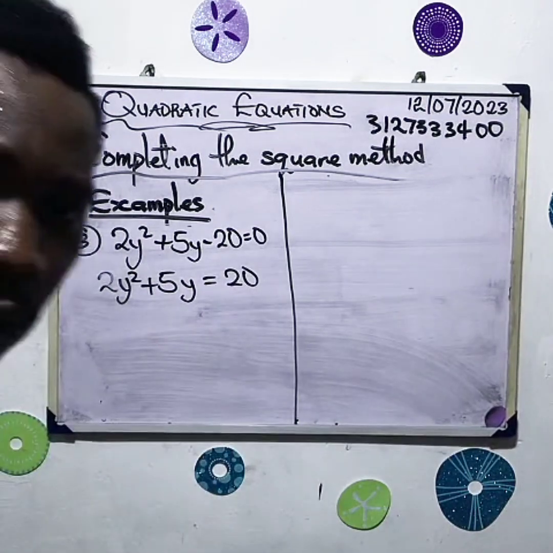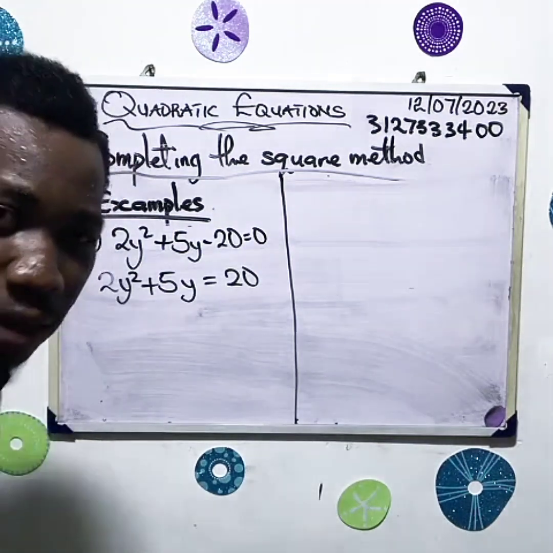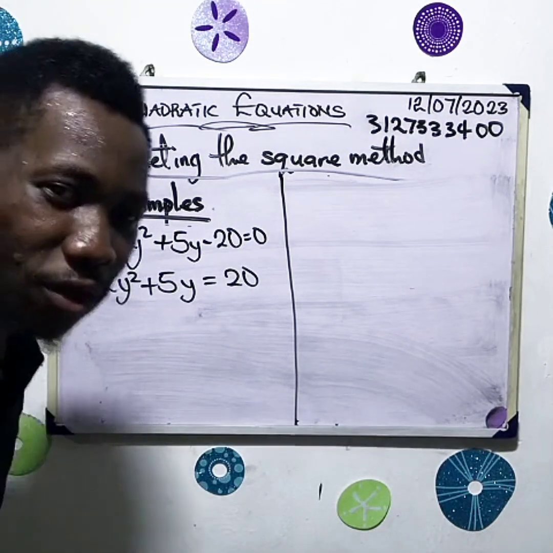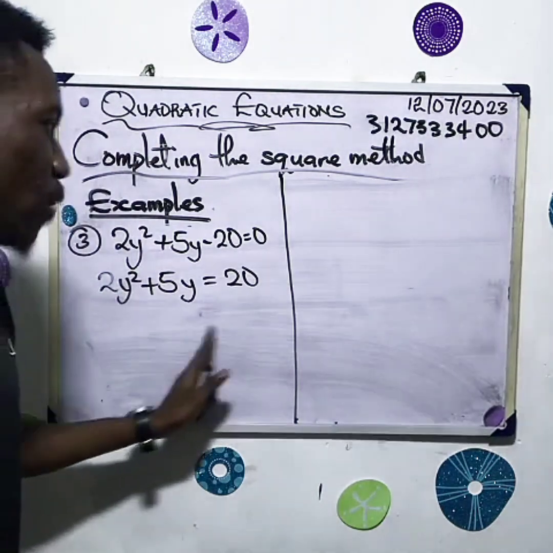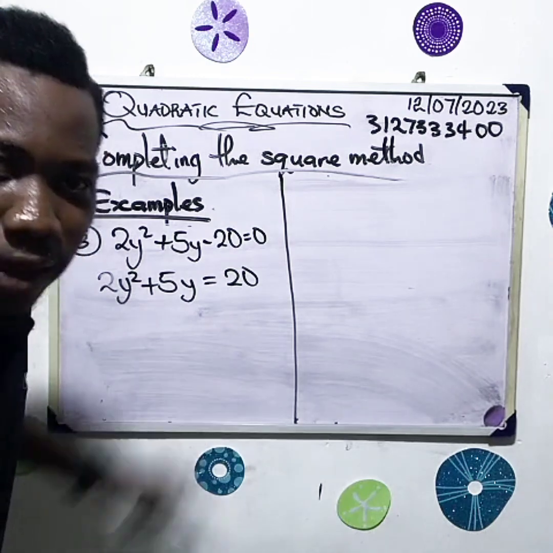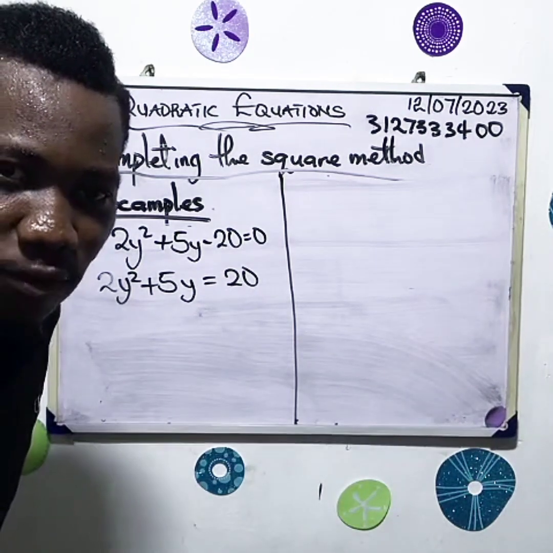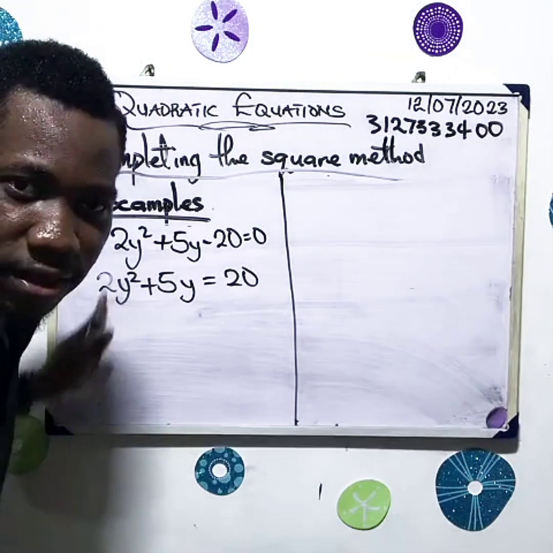Now tell us, what are we going to do next? The next method we are going to look at is the formula method. We call it almighty formula. The formula method. So 2y squared plus 5y equals 20. What are we going to do next? Well, it says divide through by the coefficient of y squared. Exactly, good. Because this has to be unitary. This has to be 1.